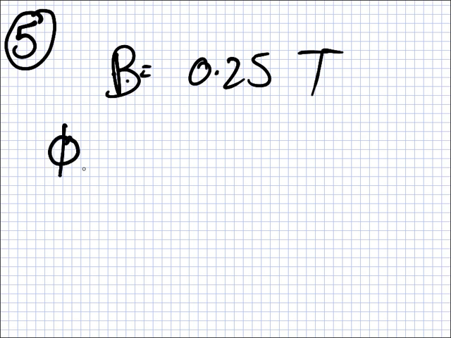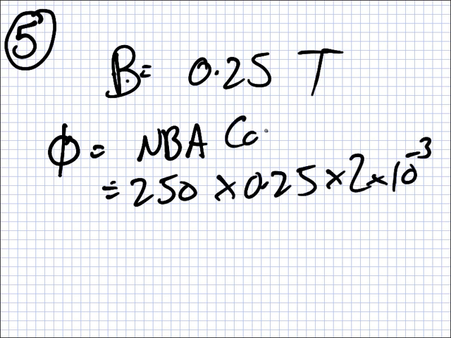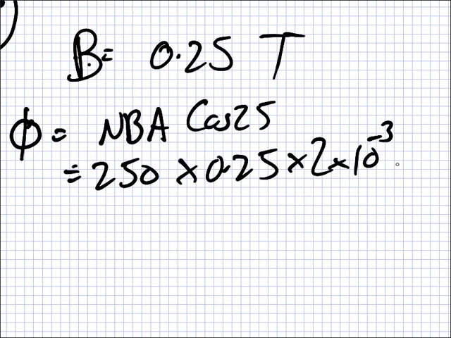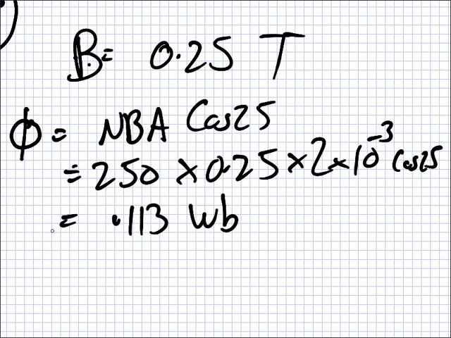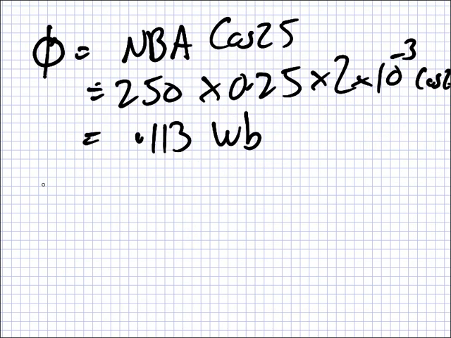They want the total flux linkage. The coil has 250 turns and its cross-sectional area is 2 times 10 to the minus 3. Oh, is that all? And it's at an angle of 25. So that's easy peasy. What did you get for that, Zach? 0.113 Webers. Oh yeah, that's 0.113 Webers, okay. And what's next now? That's it. Number 6 looks hard? No, it's not hard. Well, give it a go. Let's see.